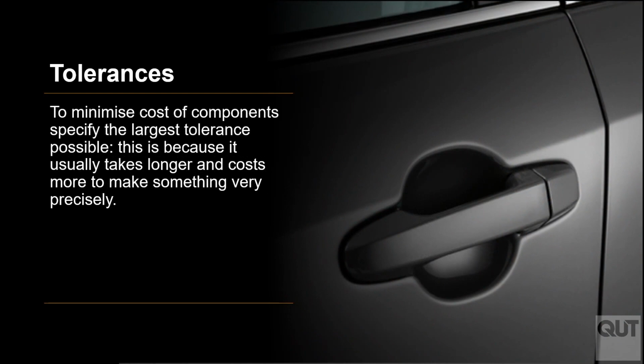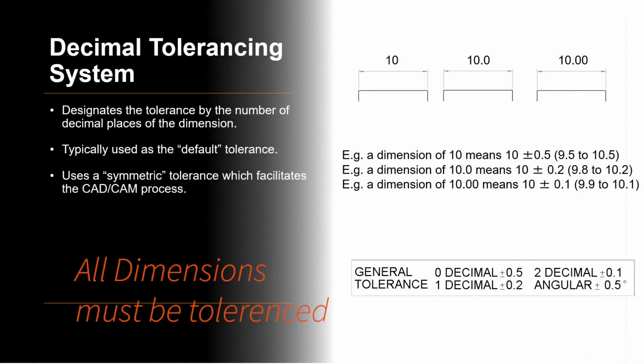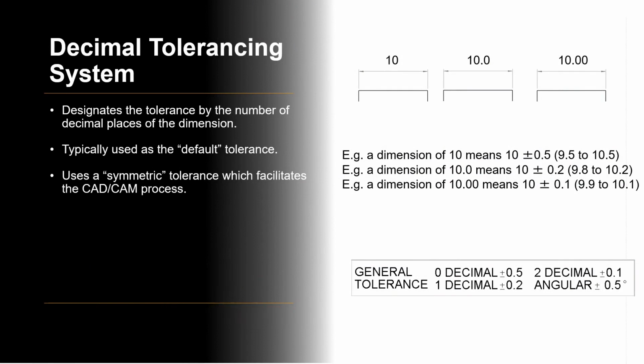To minimise cost as much as possible, it's really important that you specify the largest possible tolerance that your design intent will allow. So for example, most door panels in cars will have a gap of between, say, 3 to 5 millimetres. Now the tolerance on that gap will probably be plus or minus 1 millimetre. Every dimension you have on a drawing needs to have a tolerance. And that's because, as I said before, it's impossible to make something exactly to size.